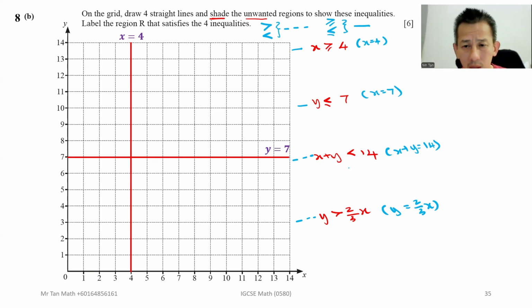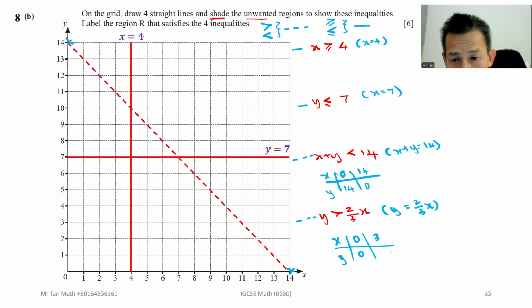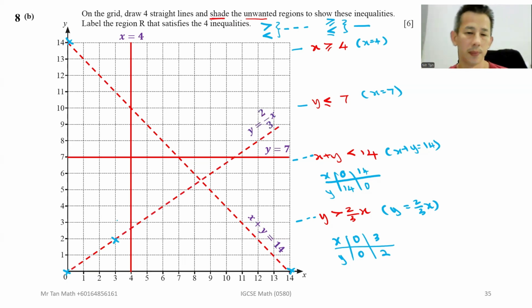So you just need 2 points, x and y. So if x is 0, y will be 14, and if y is 0, x is 14. You need 2 coordinates. And it's a dotted line. And then again, for y equal to 2/3 x, you need 2 points. x is 0, y will be 0. Then x is 3, y will be 2. So you have another point, 3 and 2. You draw a line. Okay. Remember to label. Draw a line and label.